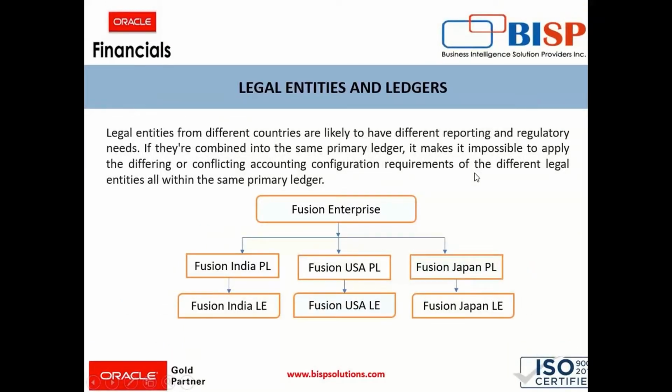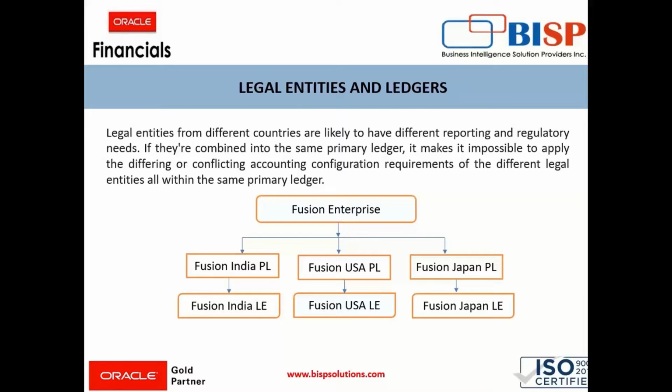Legal entities from different countries are likely to have different reporting and regulatory needs. If they are combined into the same primary ledger, it makes it impossible to apply the differing or conflicting accounting configuration requirements of the different legal entities all within the same primary ledger. If your enterprise is following the same chart of accounts, same currency, same accounting calendar, and the same accounting convention, then we can use a single primary ledger to link all the legal entities.